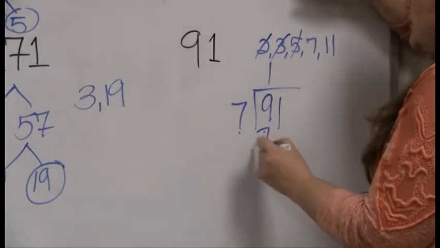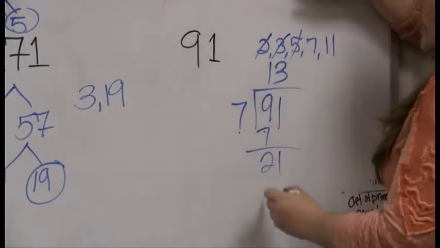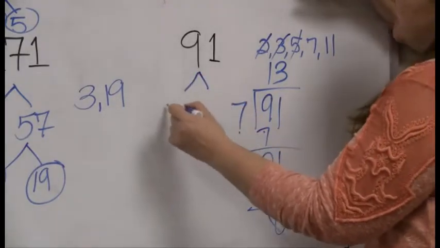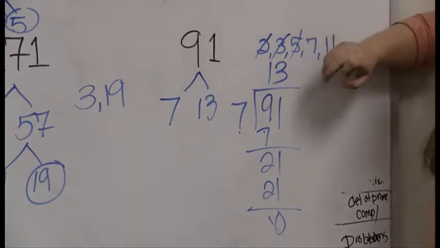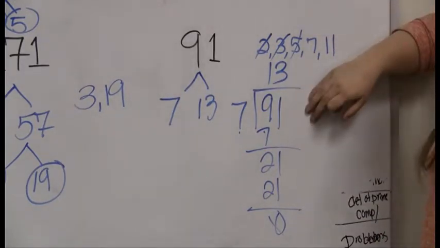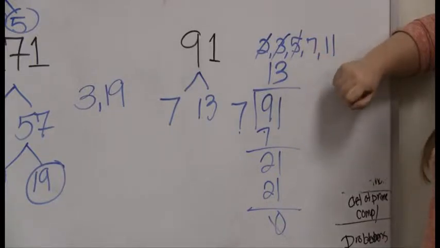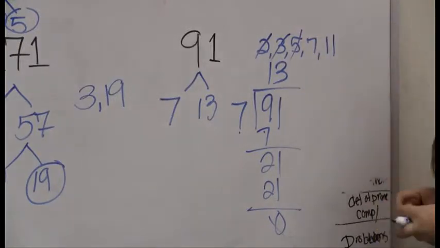7 goes into 9 once. Remainder 2. 7 goes into 21 3 times. That's perfect. No remainder. It divided. That means 91 is the same as 7 times 13. Now, guys, you're probably thinking, oh my gosh, she's making us do so much long division. But for those of you that were paying attention, there's 91 again. Same number I used last time. There's not a lot of these tricky numbers, but the same ones trick you guys over and over and over again. So this is one that often pops up.